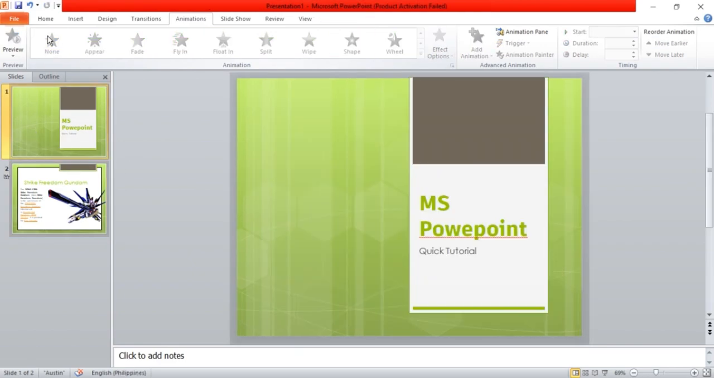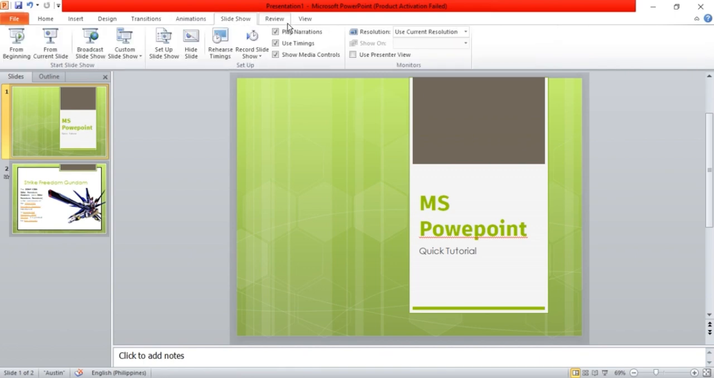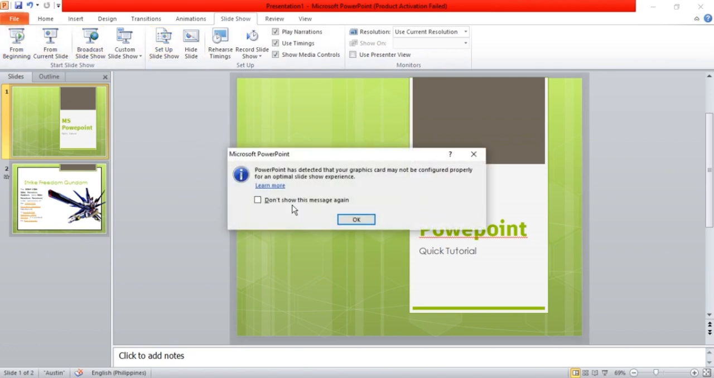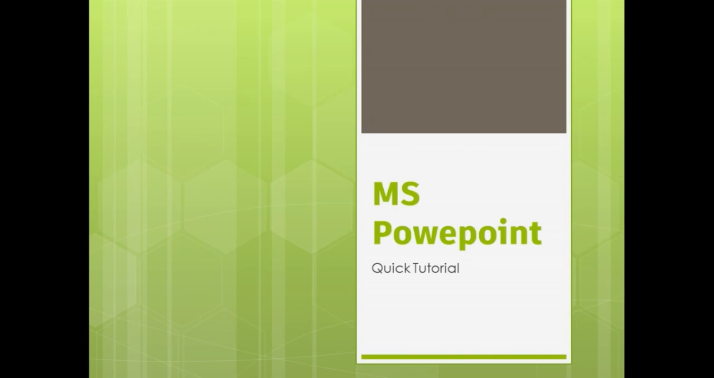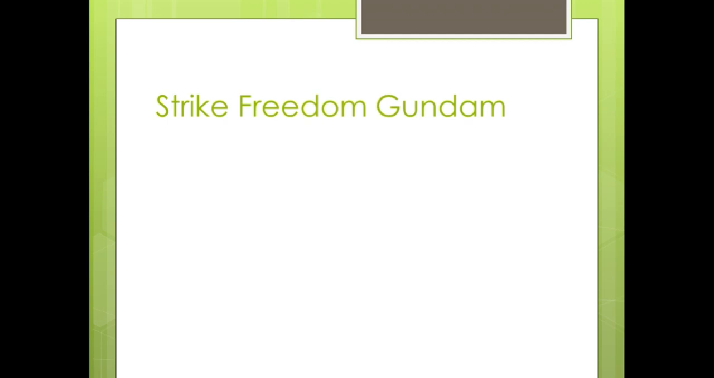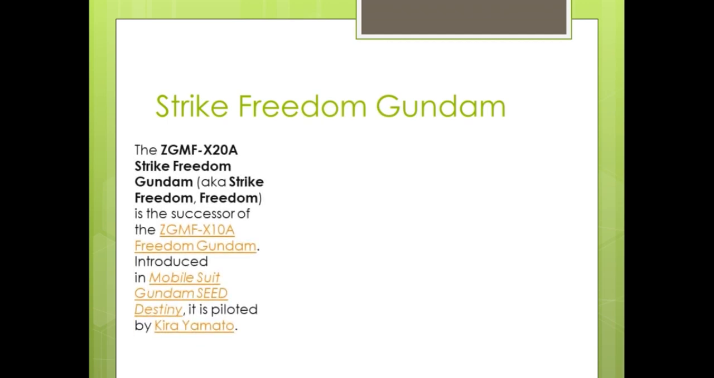Now, to view our presentation, we will go to Slideshow and click From Beginning. Now, you can control your presentation by clicking the arrow buttons on your laptop or PC.